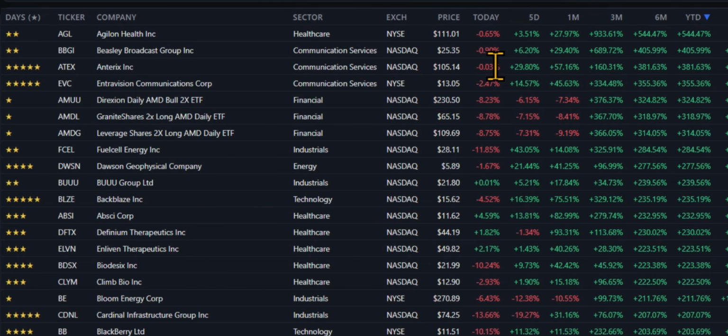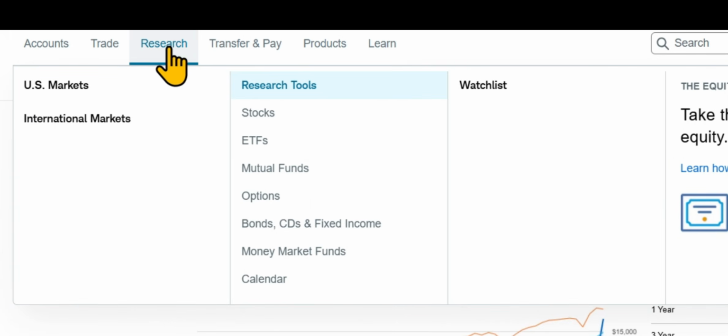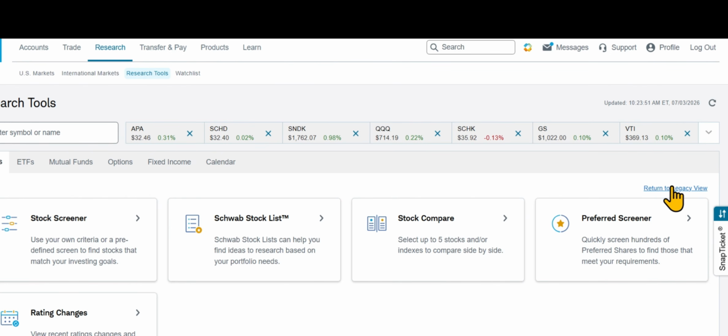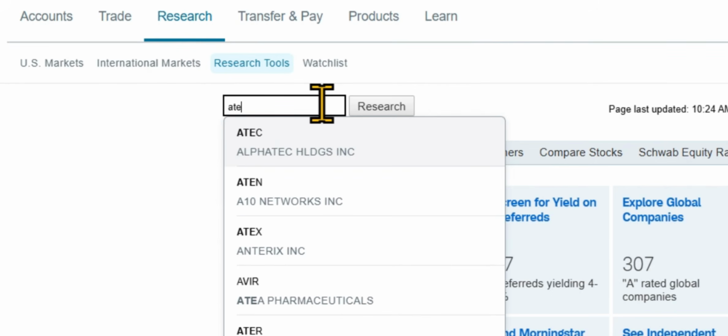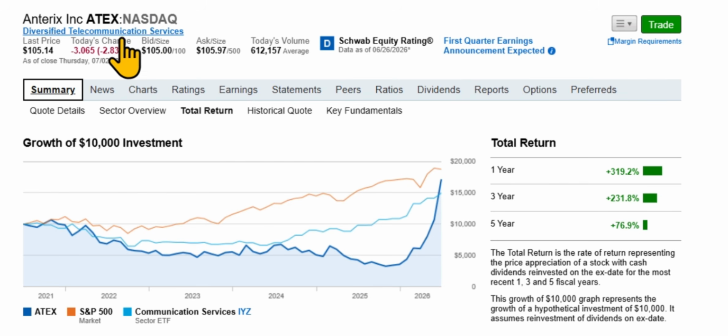So let's go into Schwab. I'm going to go into Schwab.com and just confirm that ATEX is a good stock to buy. So again, on Schwab.com, I went to research stocks, return to legacy view. That is the key. ATEX. Right, here's ATEX. Again, I like Schwab because it auto adds the index and the sector that this is compared against. So ATEX is compared against the S&P and IYZ.